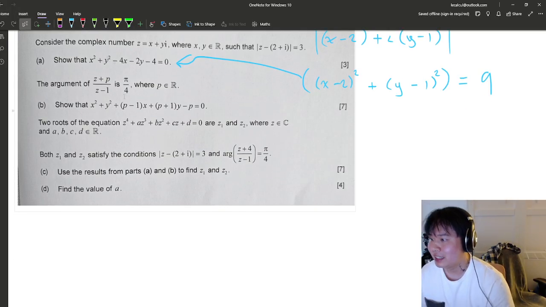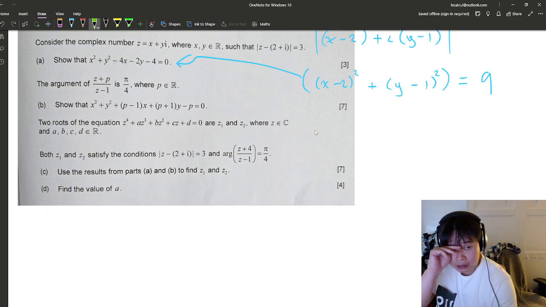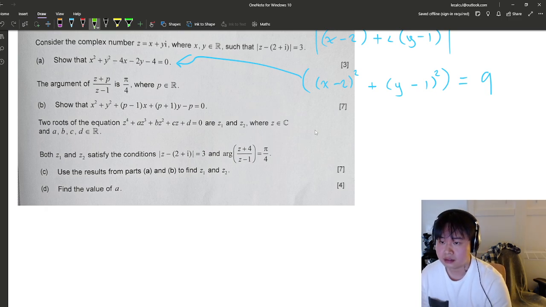Okay, what do we got? Argument of z minus p, z minus 1 is this. Show this. Okay. Fantastic. Okay, so now I'm doing division, so I'm going to first draw the diagram.